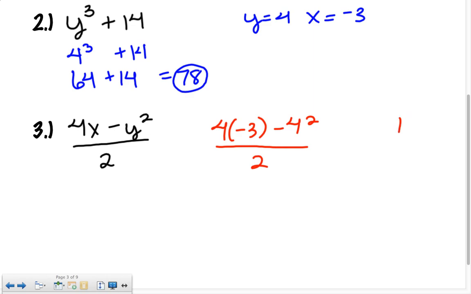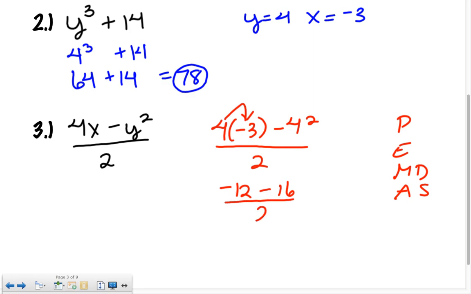Now remember order of operations. So we have parentheses, exponents, multiplication, division, and addition, subtraction. So I'm going to do the parentheses first. So I have negative 12, 4 times negative 3. And then I'm going to do my exponents next. So 4 squared is 16, so negative 16. And that's going to be all over 2.